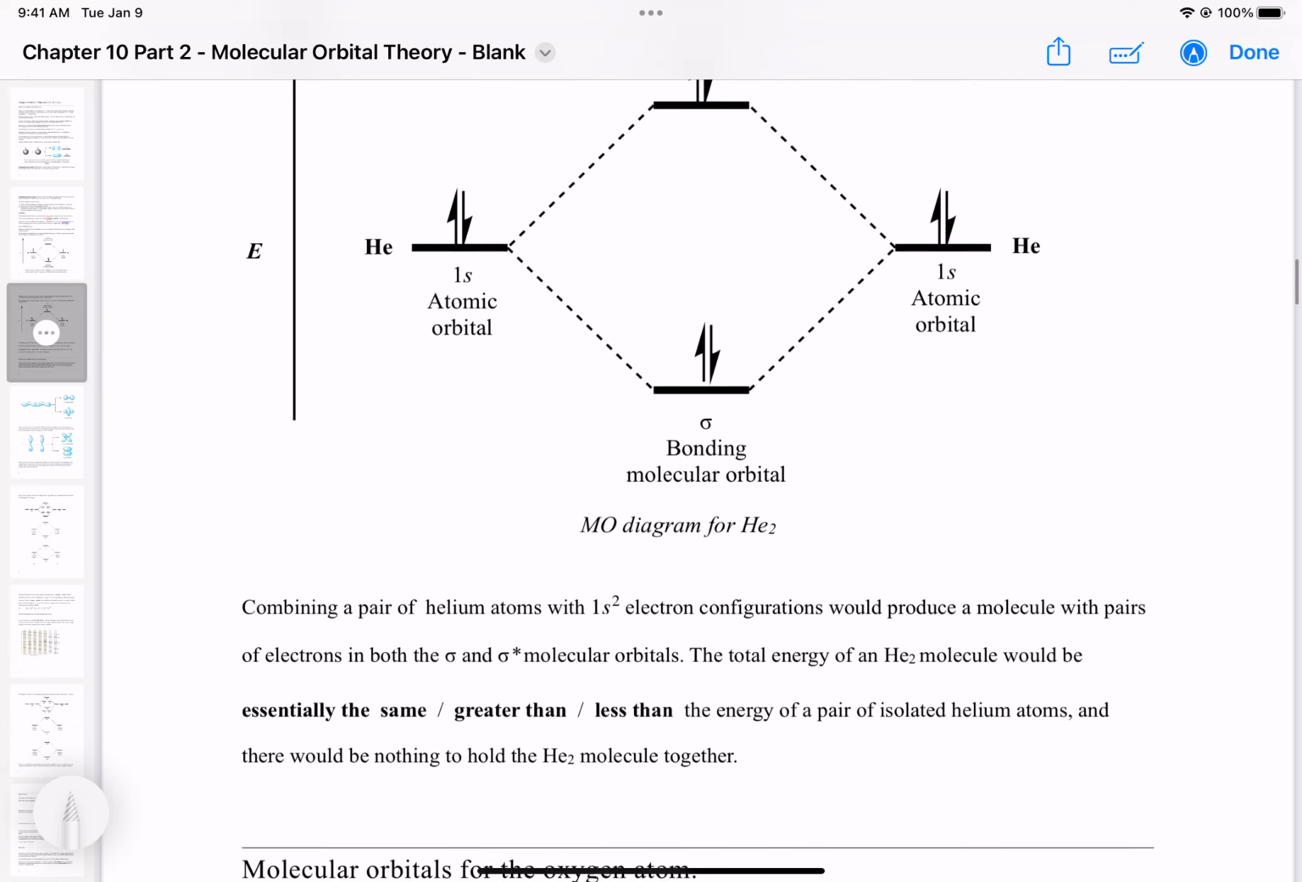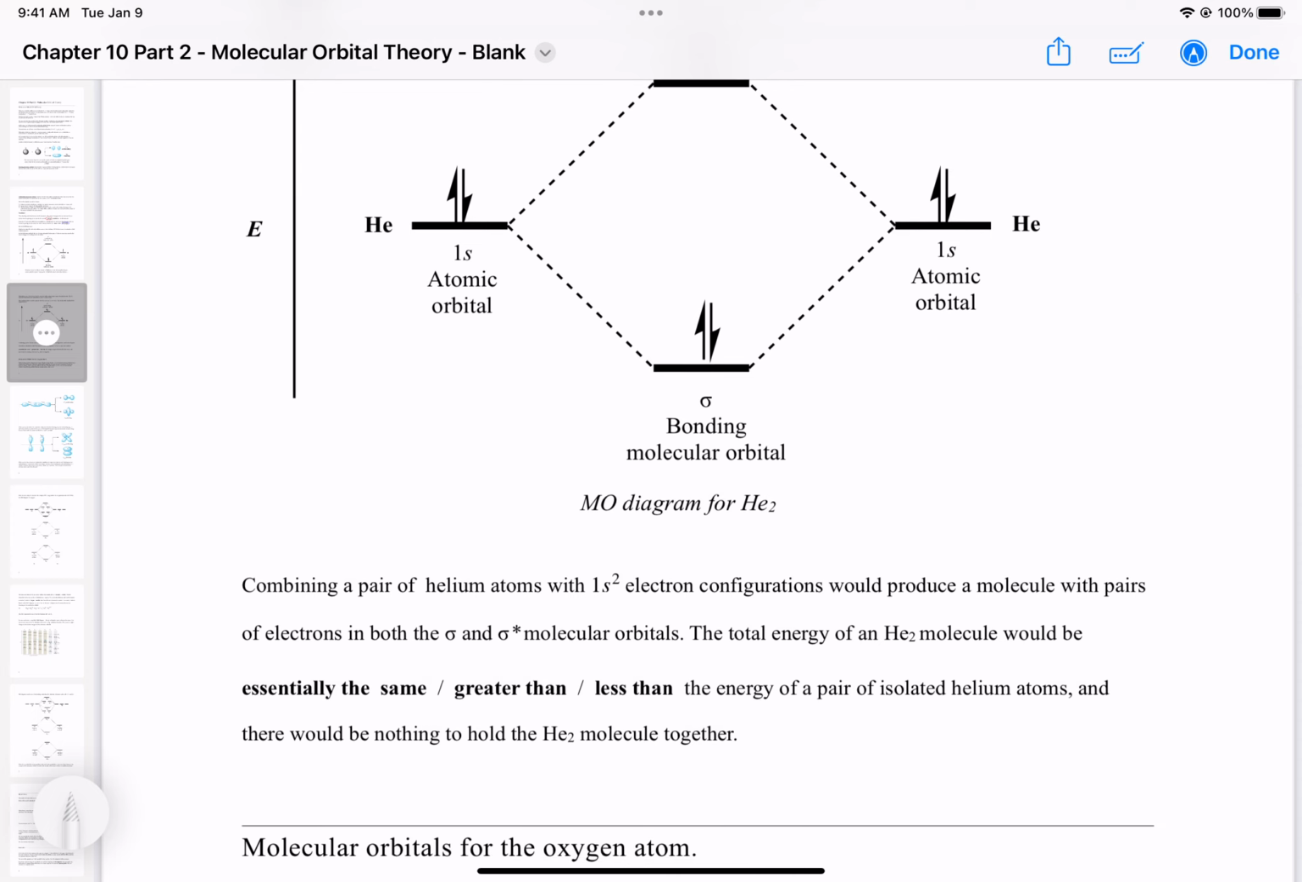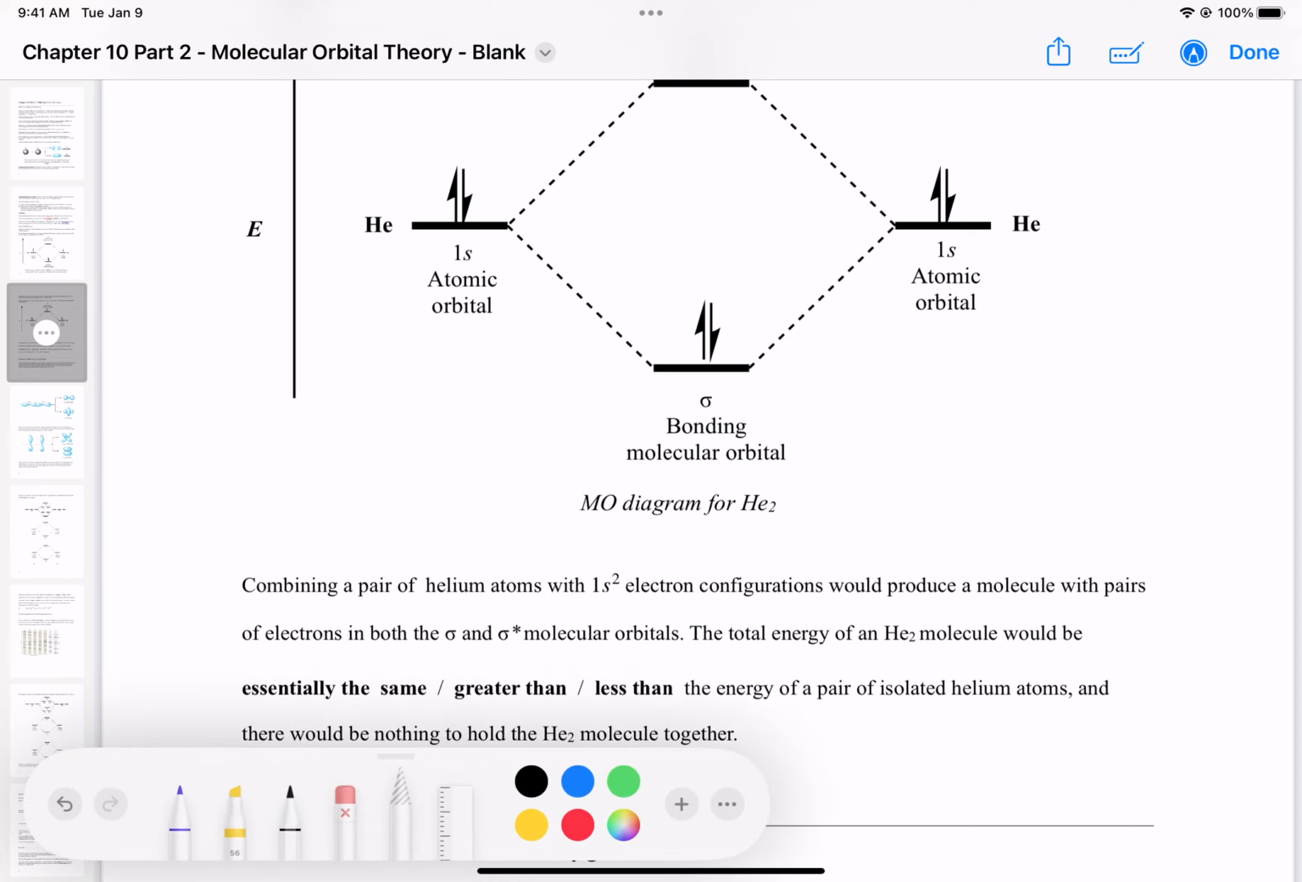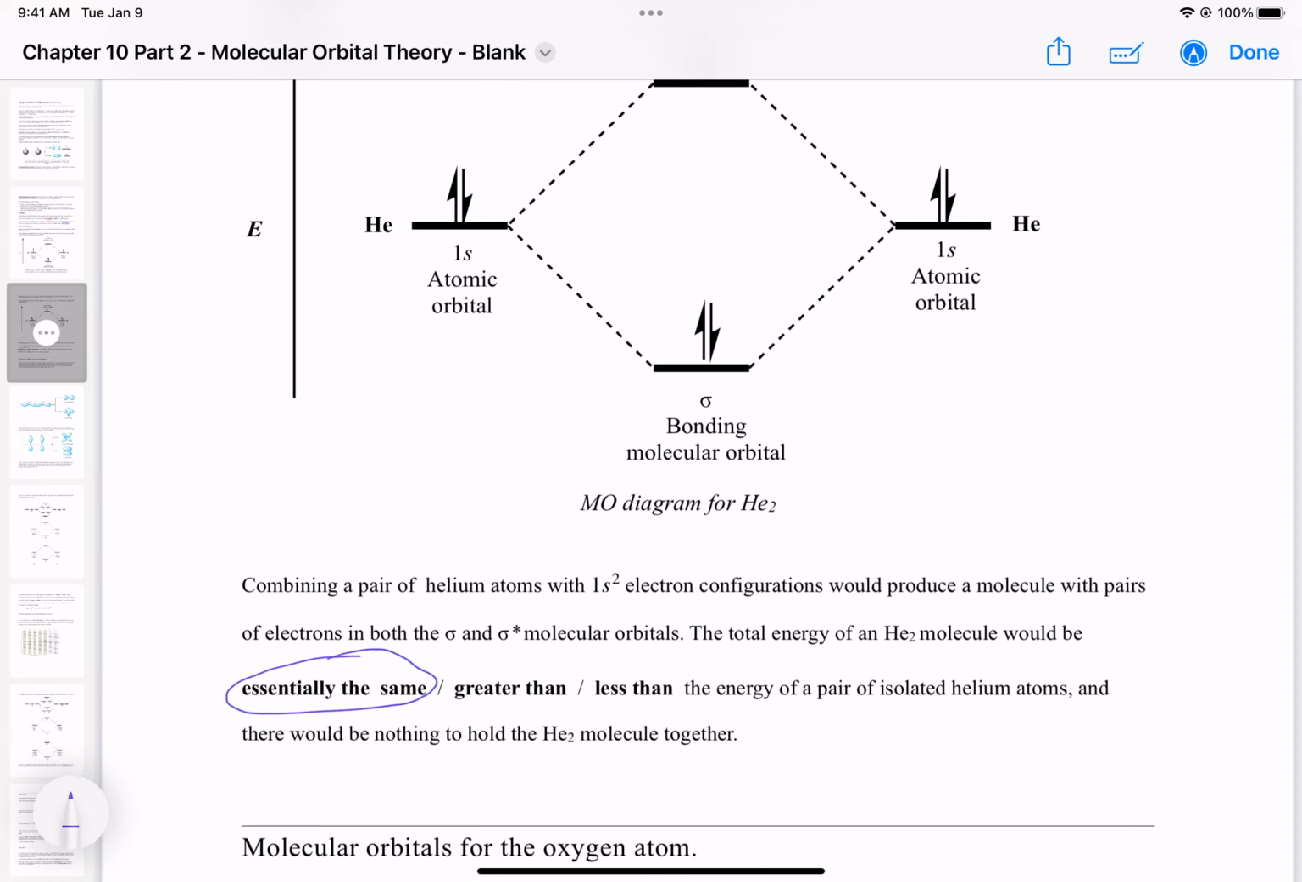Okay, so combining a pair of helium atoms with the 1s2 configuration would produce a molecule with pairs of electrons in both molecular orbitals. So in this case, the total energy would be essentially the same as the energy of a pair of isolated helium atoms. So there will be no force to hold a helium-2 molecule together. So that's why helium doesn't exist as He2. It's helium, just one single helium atom.